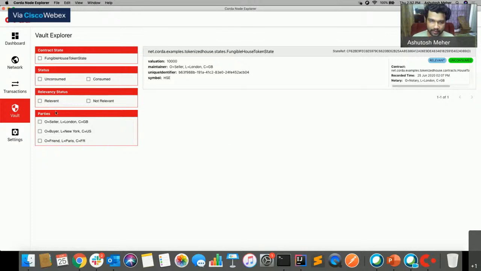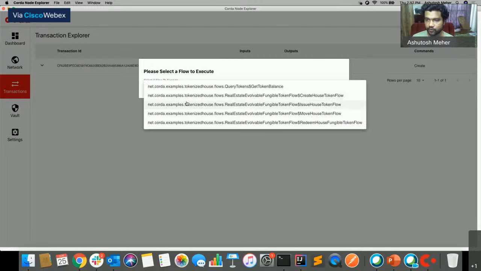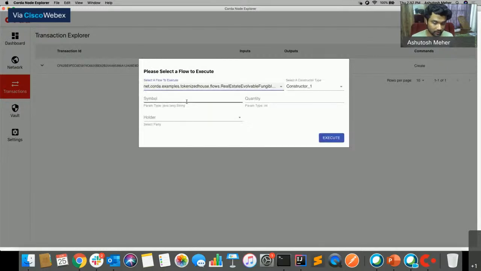Now, since I have this house, I could tokenize it. I could issue tokens on this house. Let me issue a token on this house for the buyer, who is buying this token. I'll go into issue house token, and the symbol for the house was HSE. The quantity is the amount of token that I want to issue for the buyer. Let's say I'm issuing 1,000 tokens. The holder is the buyer. And then let's execute.